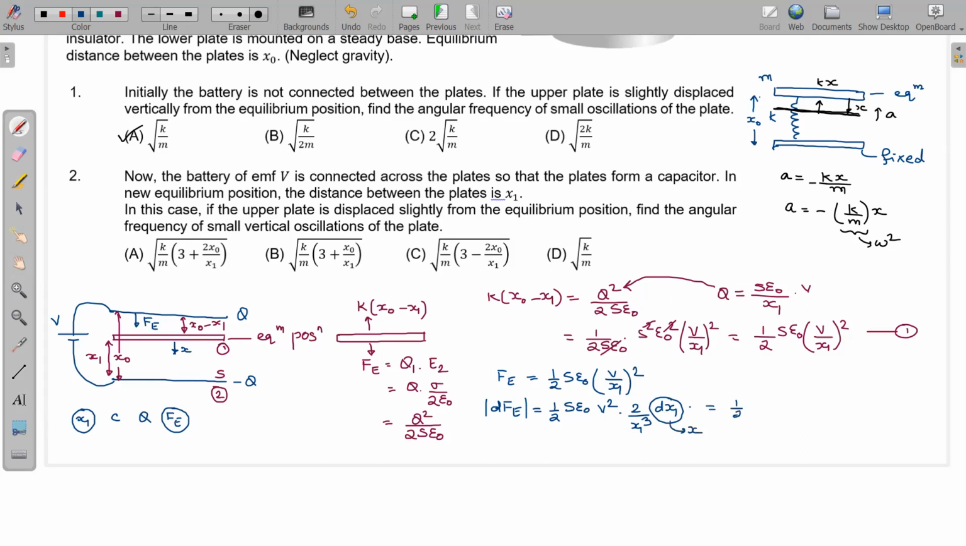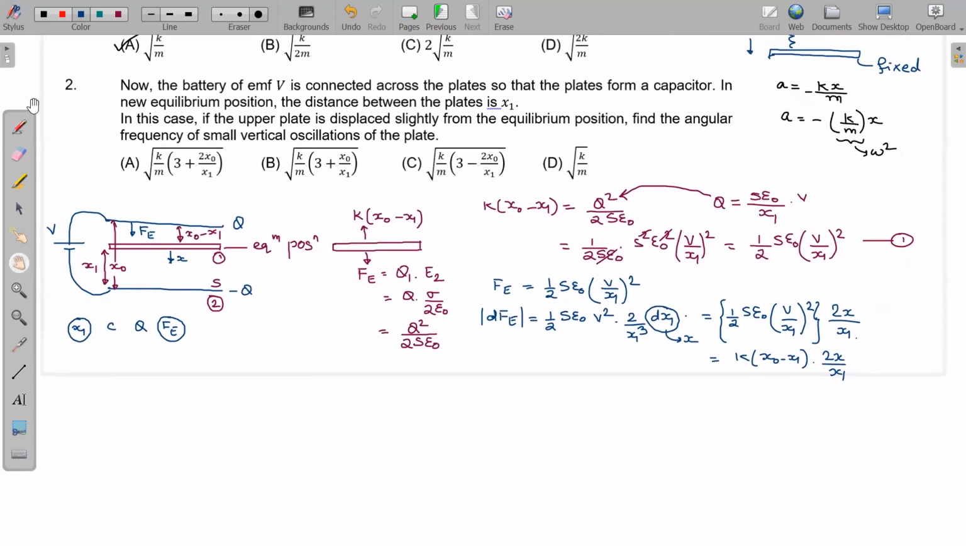So this value becomes half of S epsilon naught into, you can see over here that this x1 cube, I'm writing this as x1 square multiplied by x. So (V by x1) whole square into 2x divided by x1. Right, so I can rearrange this expression. What is the change in this electrostatic force? So this half S epsilon naught into V square by x1 square, I know this value from expression 1. I can write this as k times of (x naught minus x1) times of 2x by x1. So this is the change in the electrostatic force.